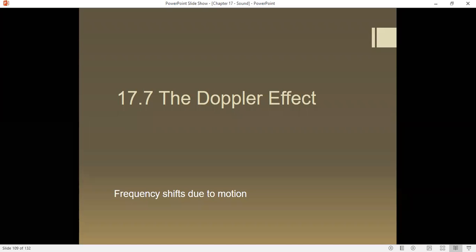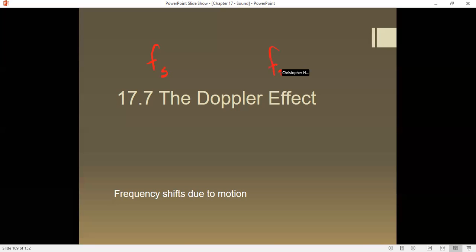Okay, the Doppler effect. The Doppler effect is a shift in frequency caused by movement, okay? Now, there are two ways I can shift the frequency that an observer hears. We're going to talk about two things here. We're going to talk about f of s, that's the frequency of the source. That's a frequency that's being given off, okay? Might be a siren, might be a whistle, might be something from a speaker.